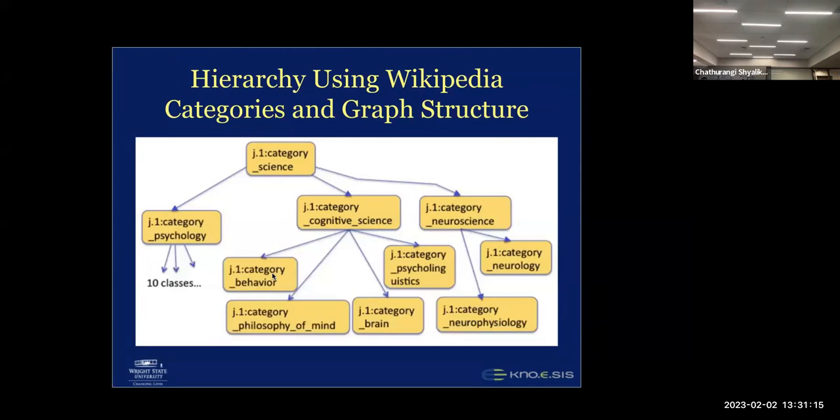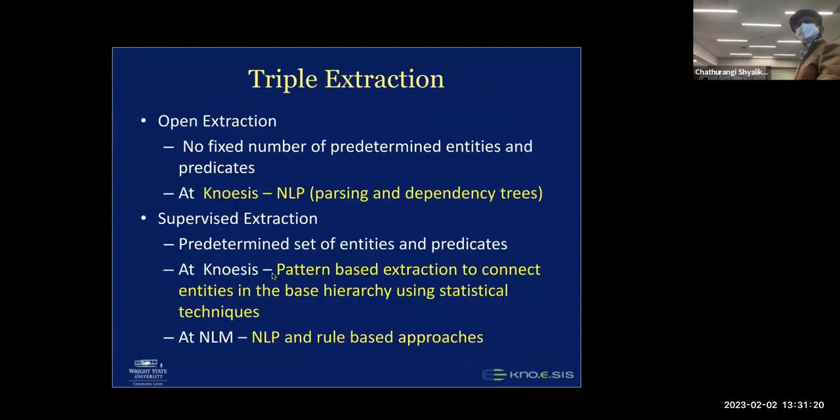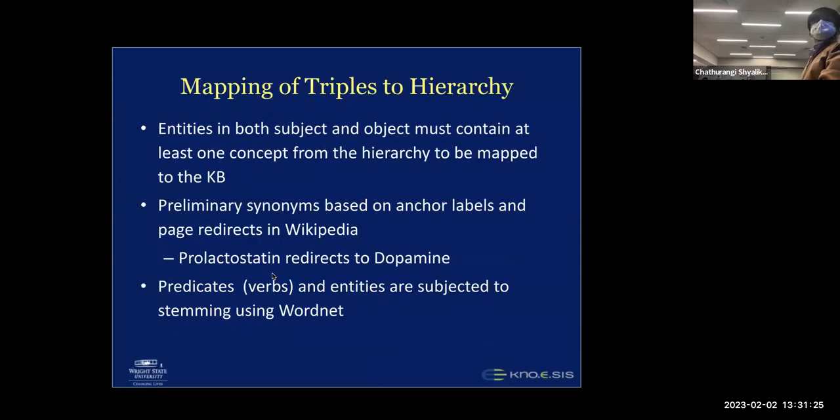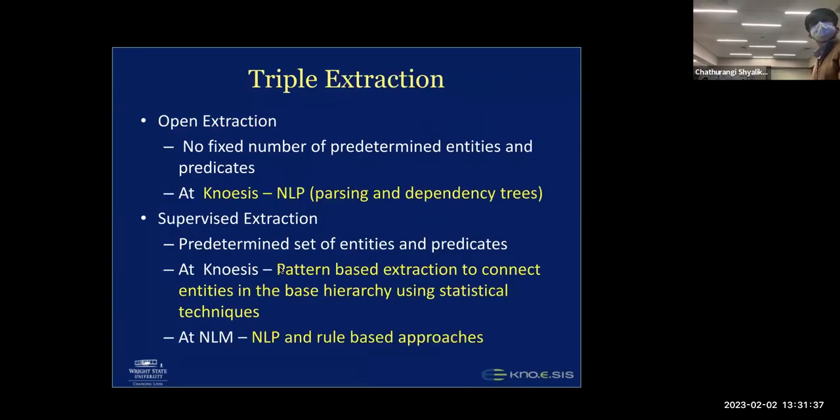So this is how it looked. Hierarchy using Wikipedia categories and graph structure. Then triple extension. So there's some details. So parsing has been used. Dependency parsing has been used. Our extraction was based on that.